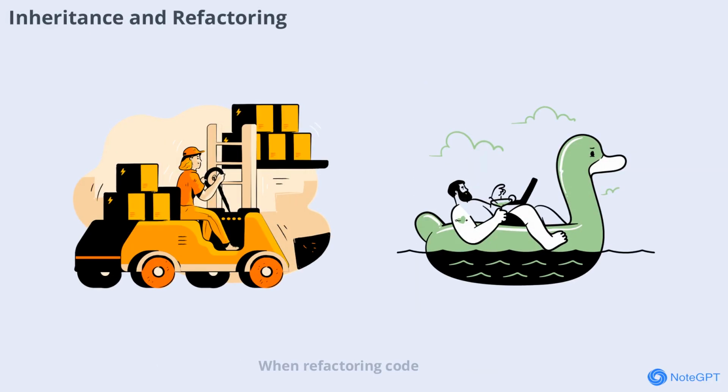When refactoring code, inheritance can help you move common functionality into a superclass, reducing duplication and simplifying maintenance. However, be careful not to force unrelated classes into an inheritance relationship just to share code. Always prioritize clear, logical hierarchies.